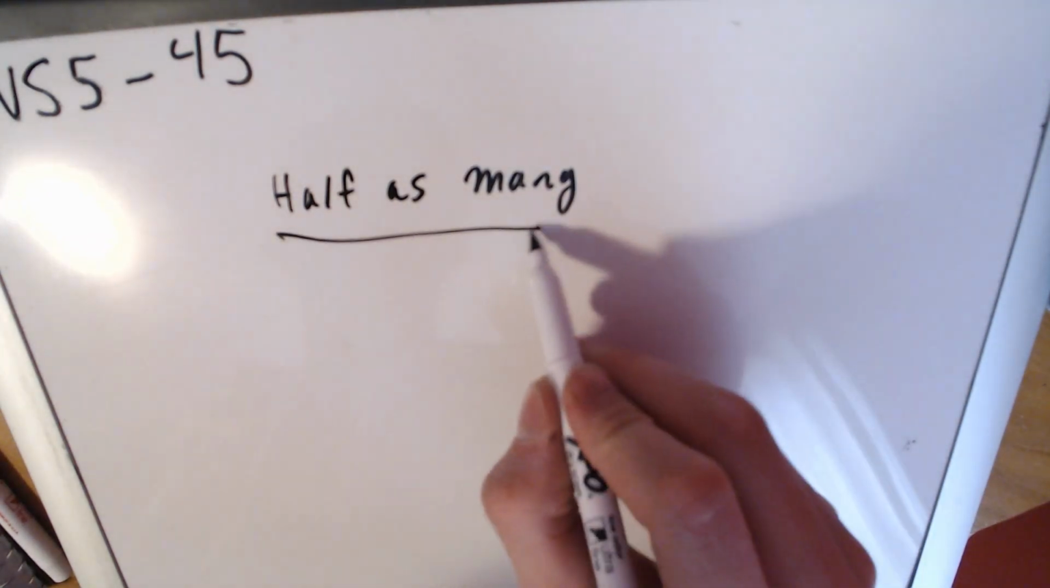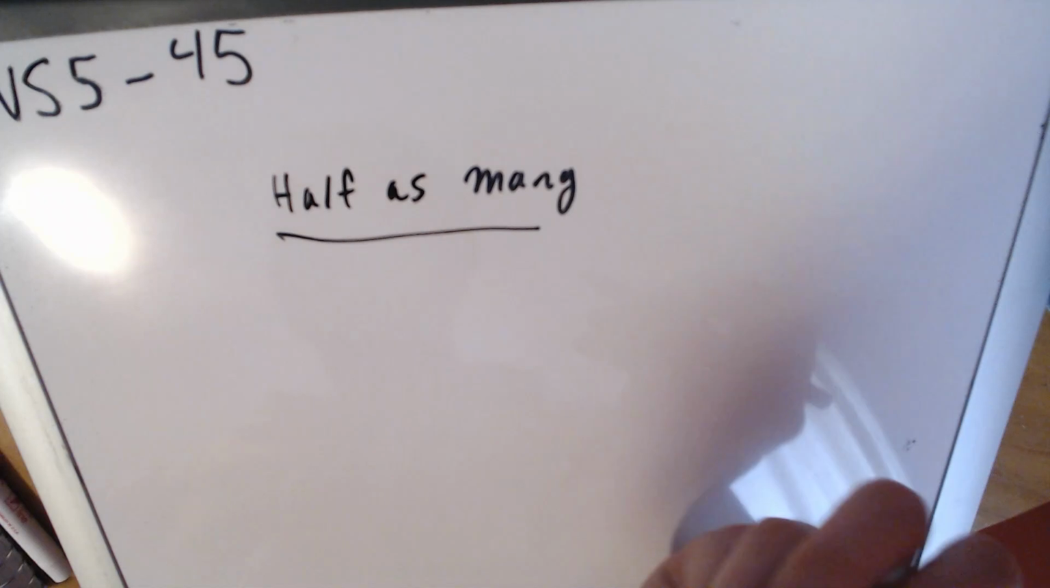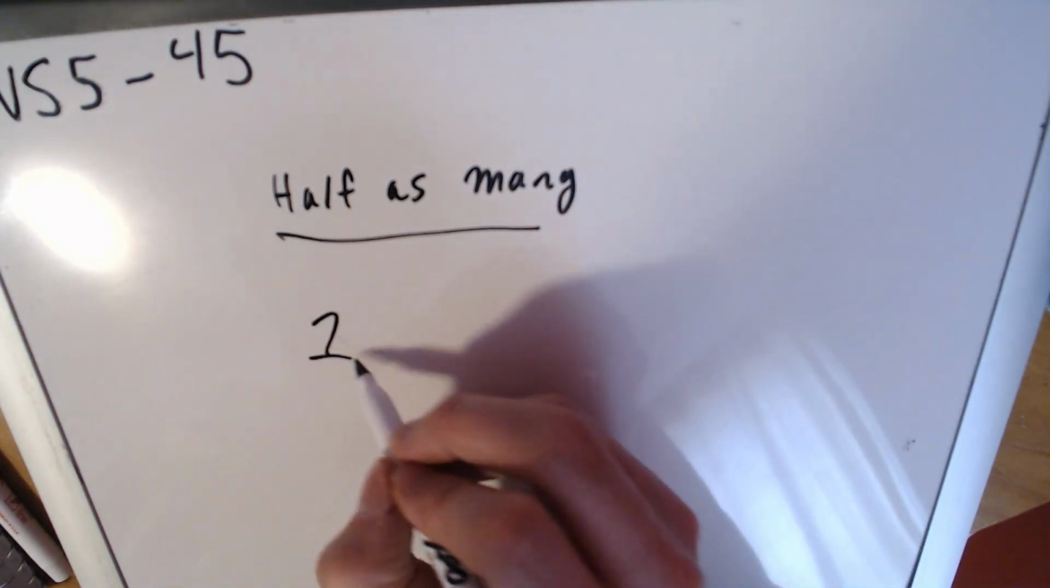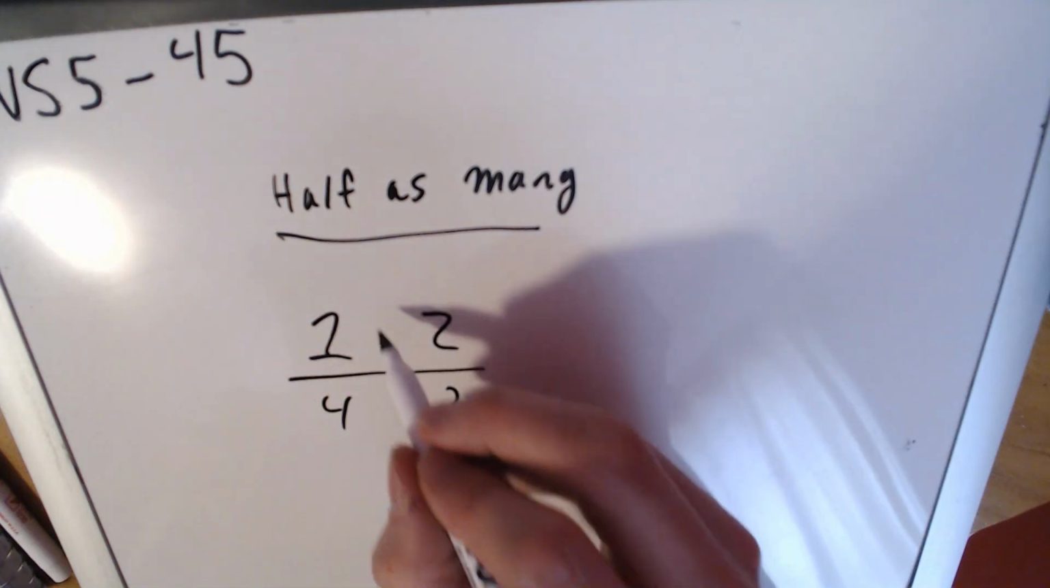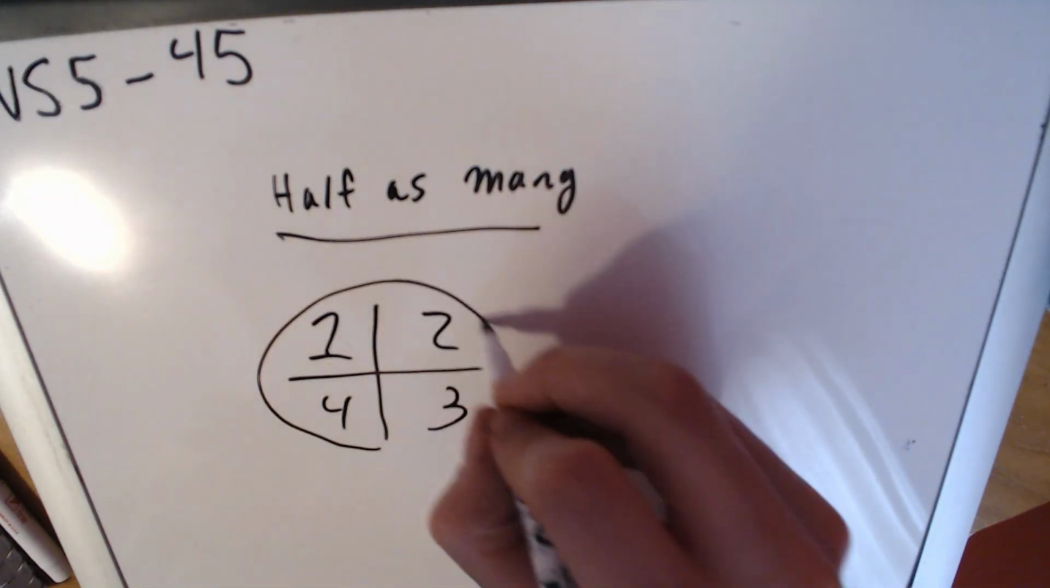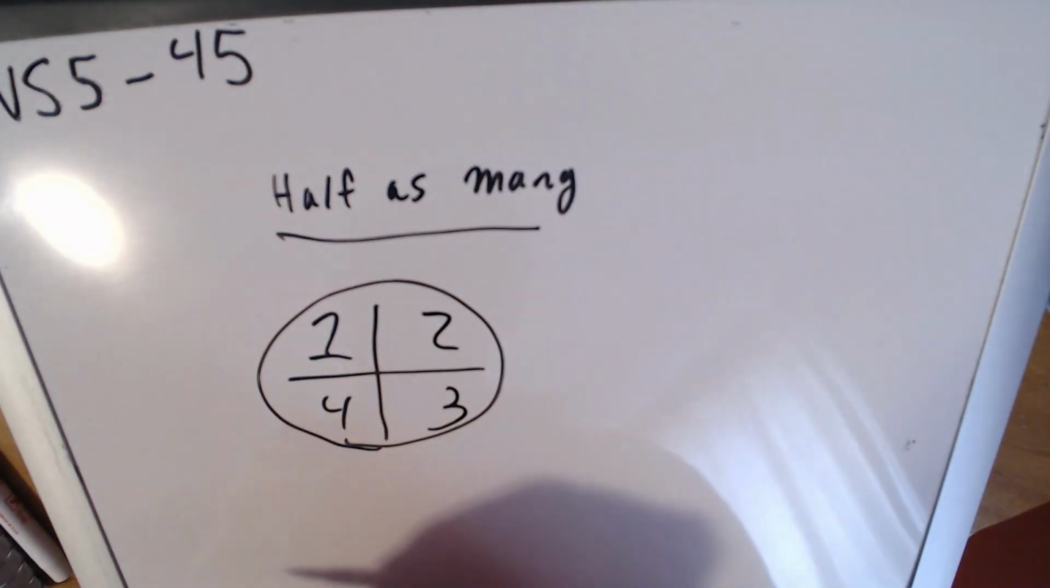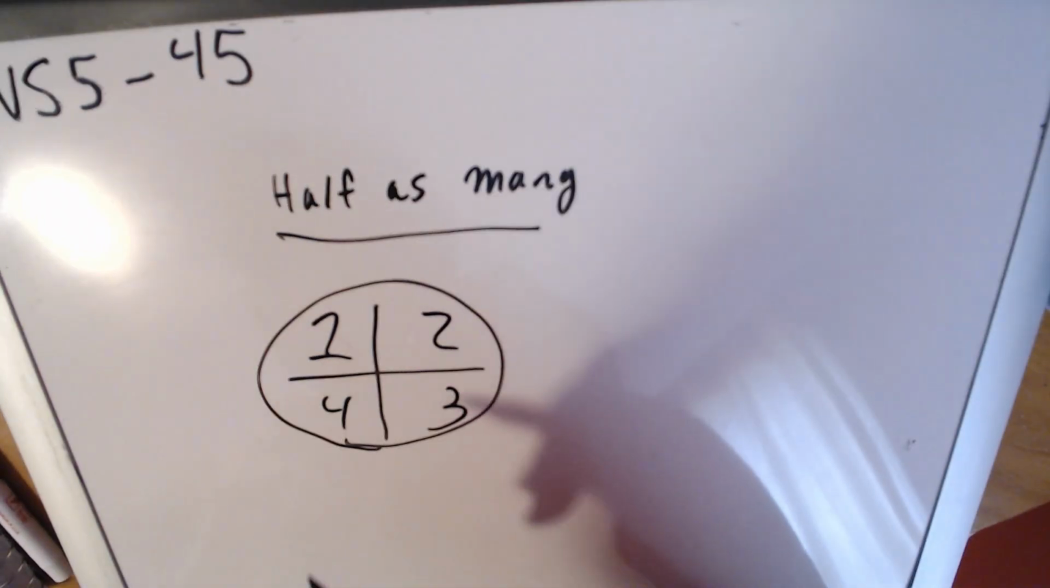But yeah, half as many. Right, so this is something that we come across quite often. Well, what is exactly being said here? Well, let's take this for example. 2, 3, 4. The circle pie is back.